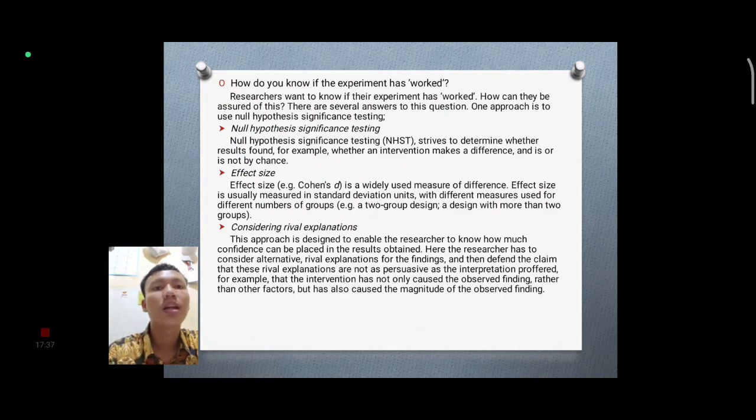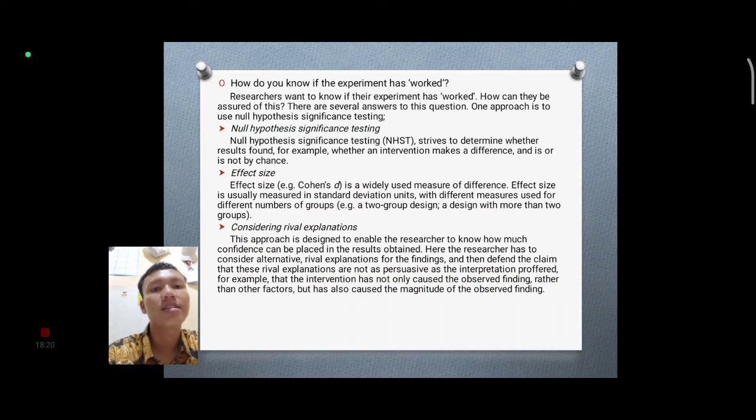How do you know if the experiment has worked? Researchers want to know if their experiment has worked. How can they be assured of this? There are several answers to this question. One approach is to use null hypothesis significance testing, or NHST, which strives to determine whether a result found, for example, whether an intervention makes a difference, is or is not by chance.